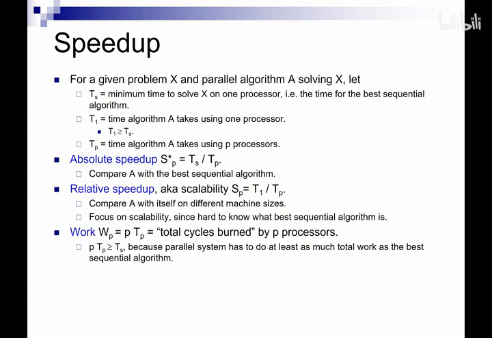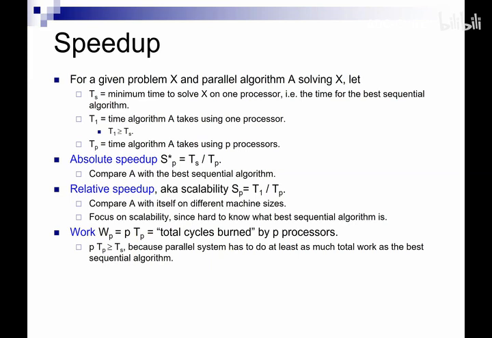Next we have something called work. Work is going to be equal to the number of processors you're using times the amount of time that those processors run for. So this is basically the total amount of computation that was consumed by these P processors. Because we have P processors, they each run for T sub P amount of time, so the total amount of computation that they did in this TP amount of time is equal to the work.